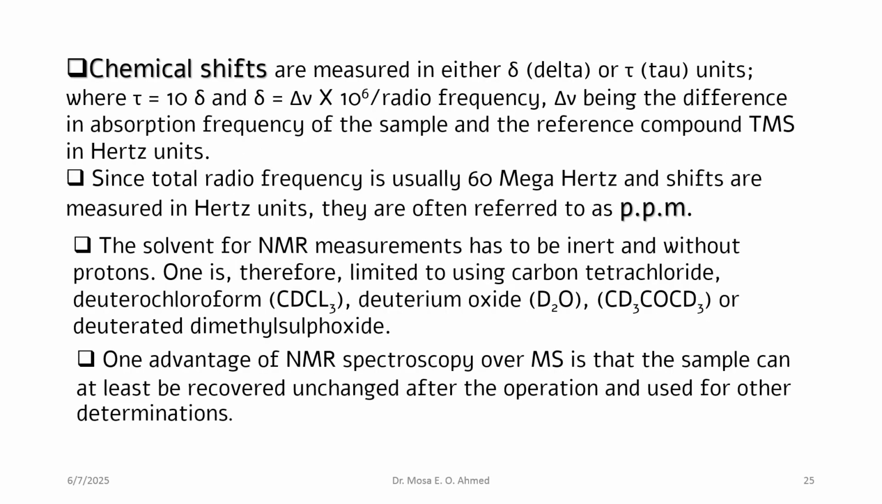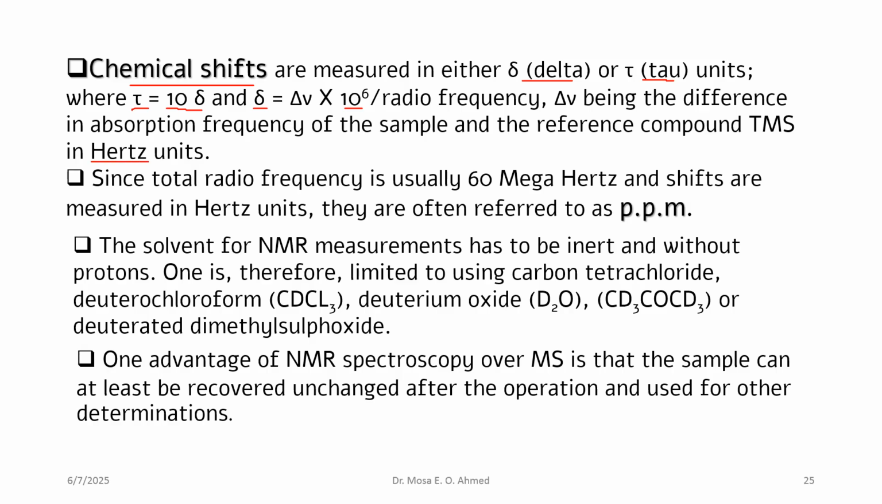In NMR, the chemical shift is measured in either delta or tau. In fact, tau equals 10 minus delta, and 1 delta equals the difference in absorption frequency of the sample compared to the TMS reference standard, multiplied by 10 to the power 6 of the radio frequency. And the unit for delta is in hertz.